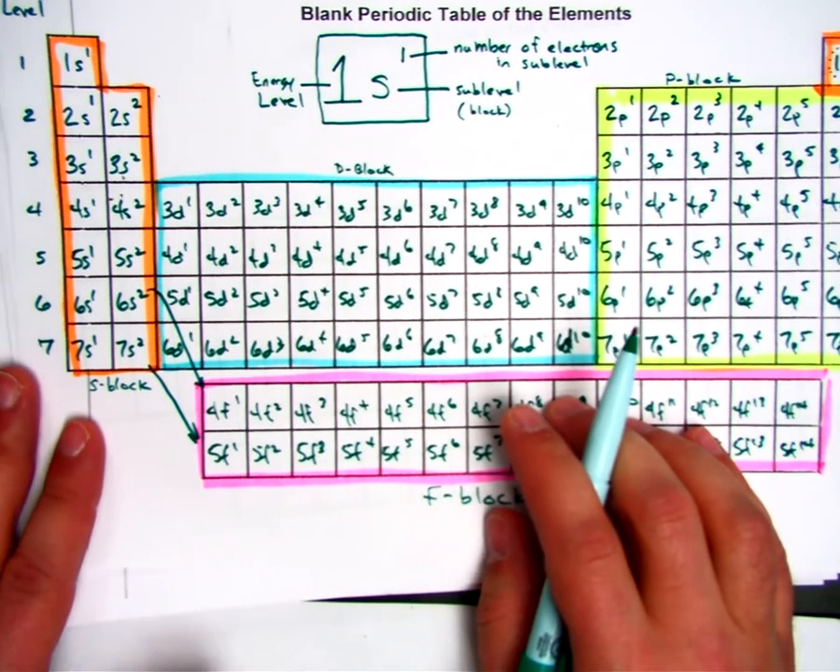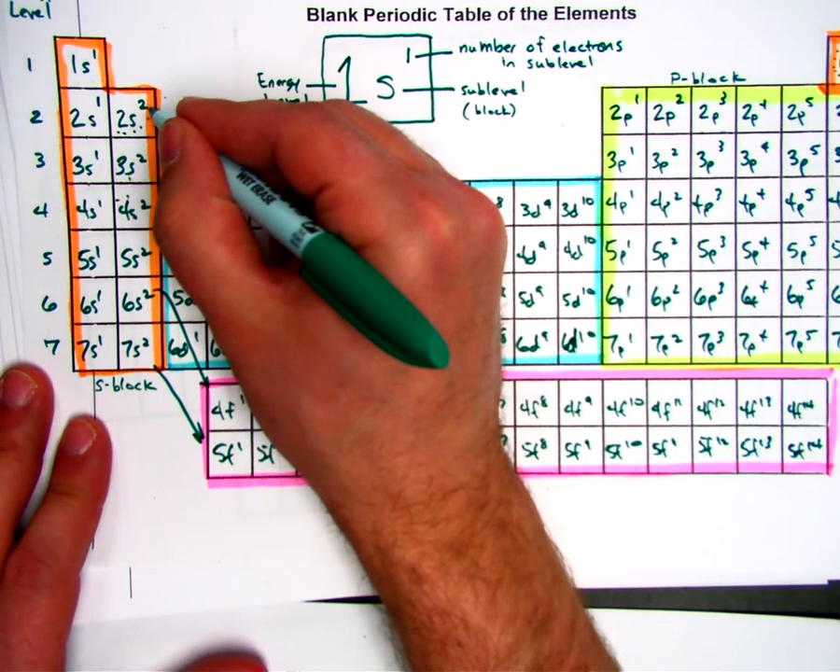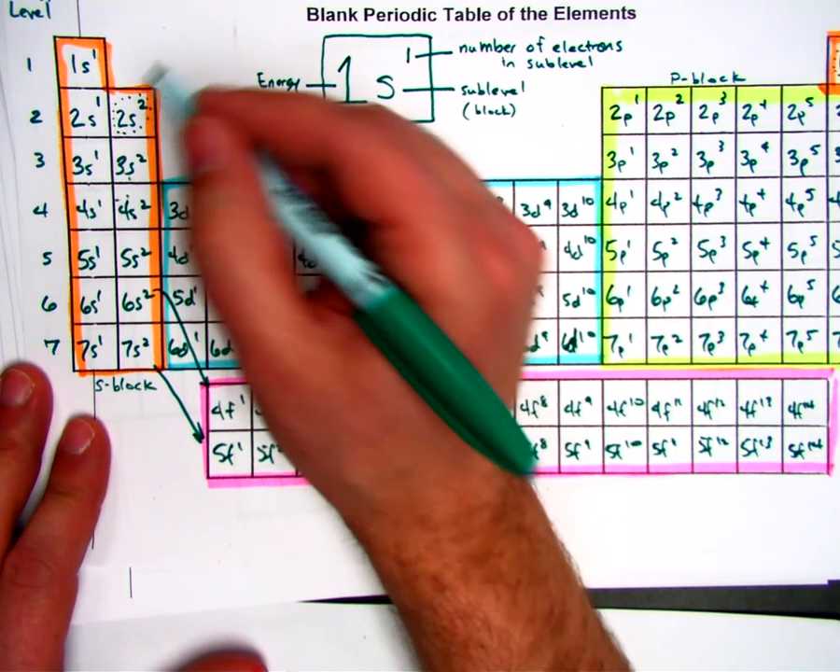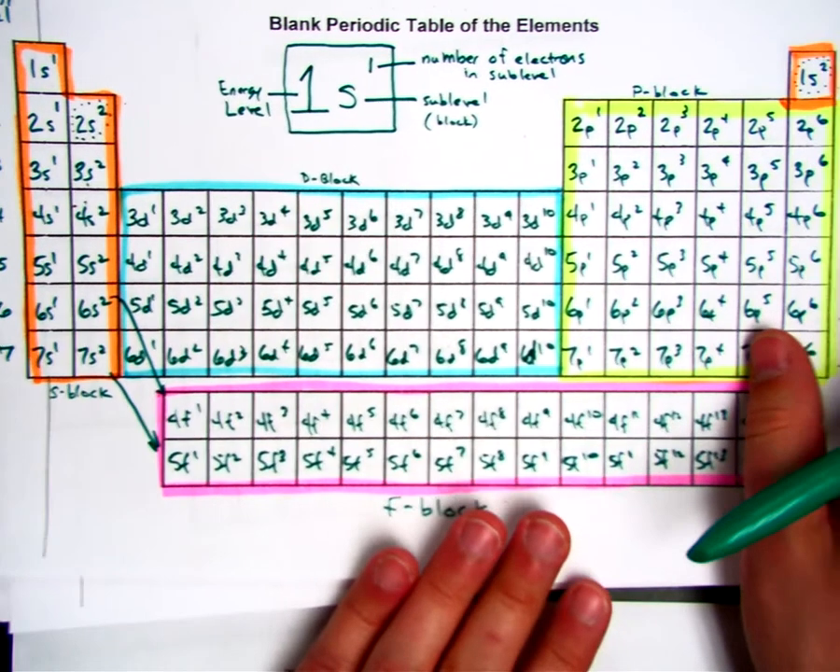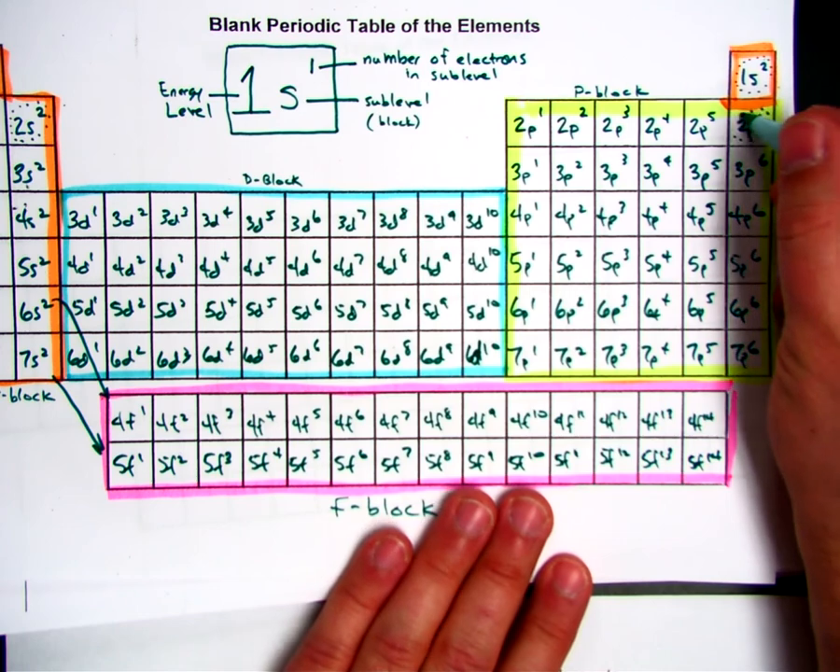The second place on my way to neon is going to be here, 2s2. Because it's the end of the second energy level S block. The third thing I'm going to write down for neon is, and happens to land right on neon, this configuration right here, 2p6.